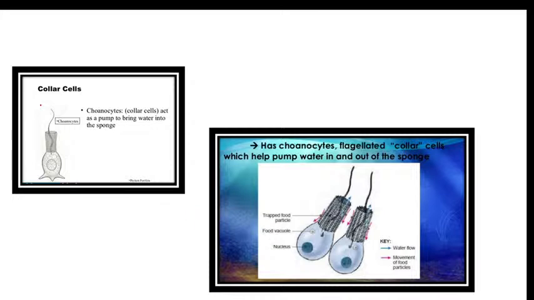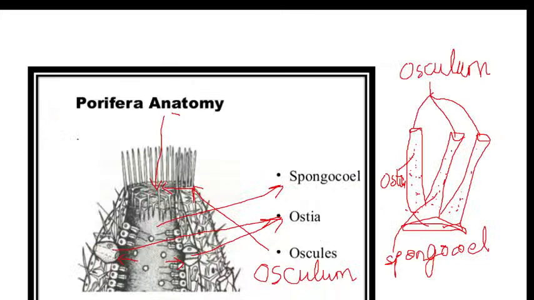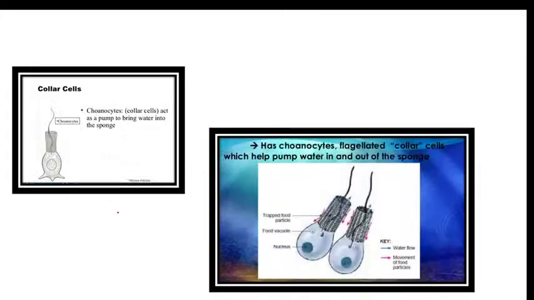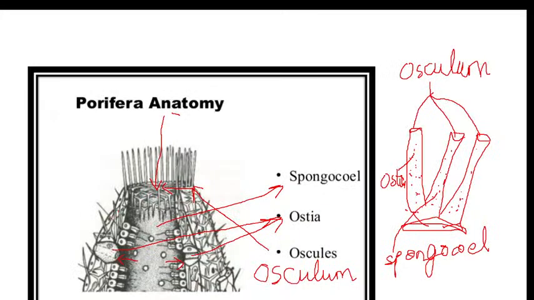First is the body, which consists of pores. After that, the body wall. The body wall consists of two layers of cells. The outer layer is called pinacoderm, and the inner layer is called the choanoderm.